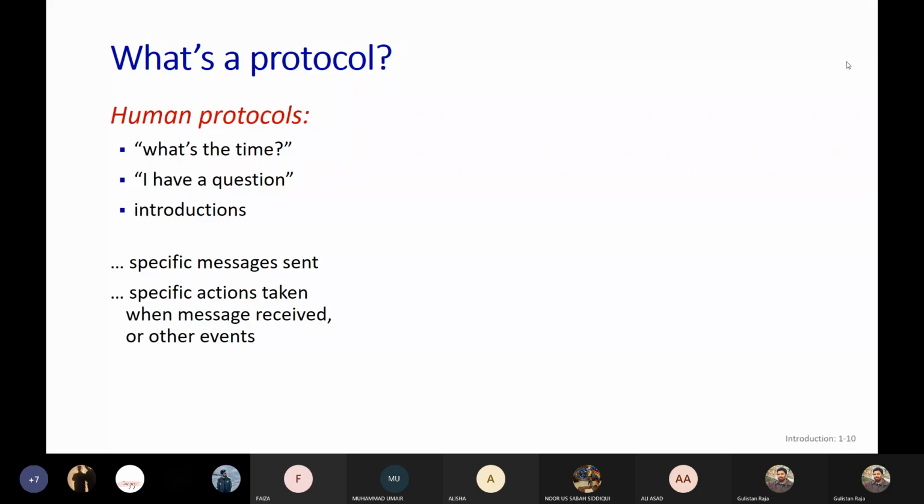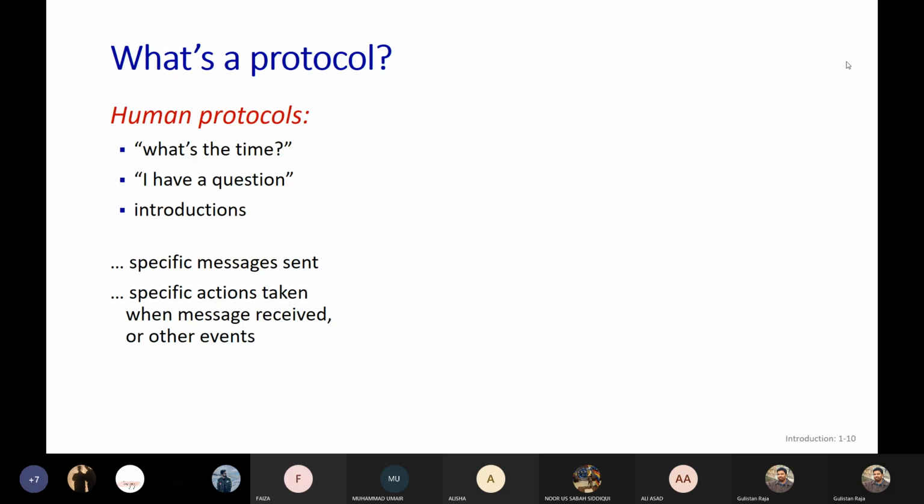So what will happen in human protocols? Specific messages are sent, and then actions are taken. For example, in a classroom environment, when you ask a question, a specific message is sent. In this context, the question is being asked. Then the action is the reply to that question, right? So a specific action is taken when a message is received or other events are triggered.